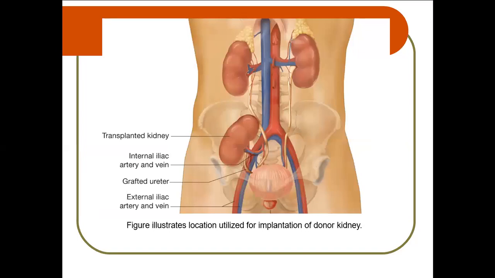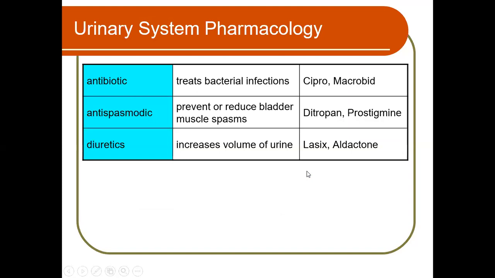Okay, here is a figure that illustrates the location utilized for implantation of the donor kidney. You can see only one kidney here, which is the transplanted kidney, and in this side we cannot see the kidney. Okay, some urinary system pharmacology.